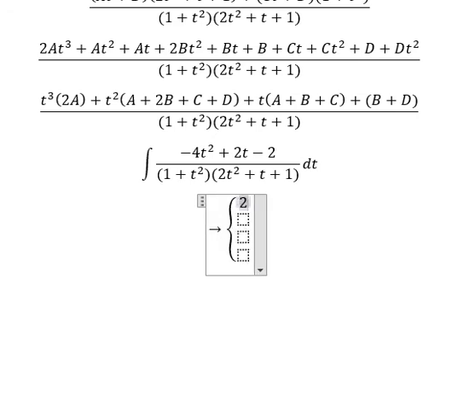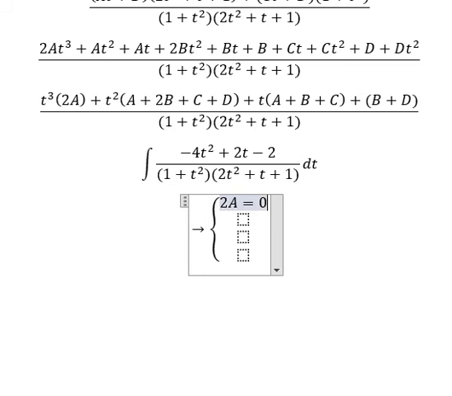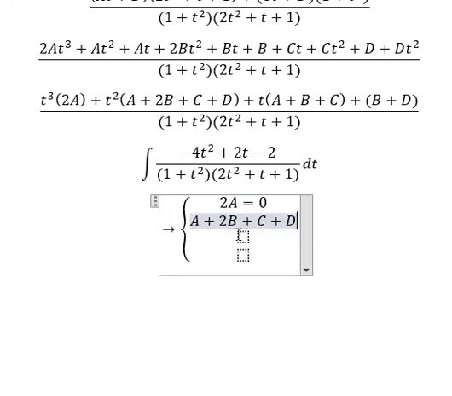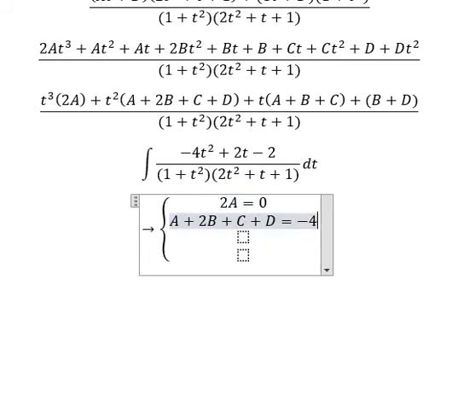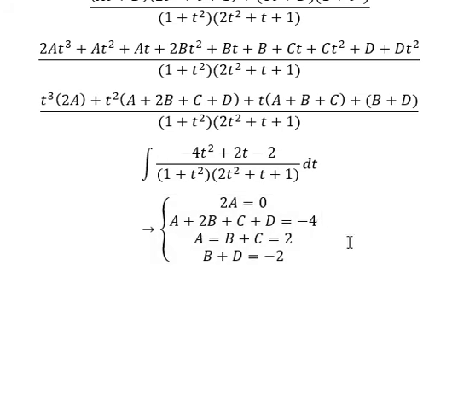So we have 2a equals 0, a plus 2b plus c plus d equals negative 4, a plus b plus c equals 2, and b plus d equals negative 2. And now we find the solution of a, b, c, d.